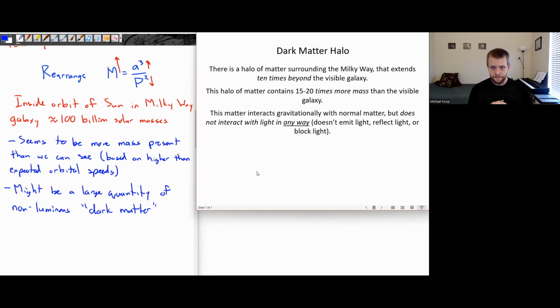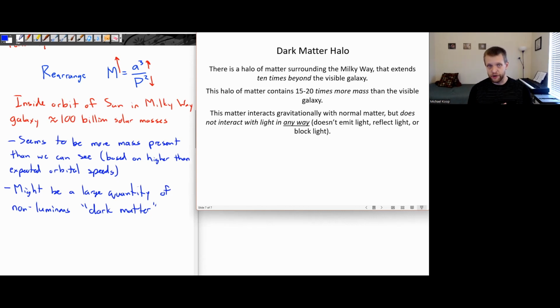And this dark matter, while it interacts gravitationally with normal matter, does not interact with light in any way. It doesn't emit light, it doesn't reflect light, it doesn't even block light. When we were looking at those pictures of gas and dust clouds in space, we'll be seeing more as we talk about some of the properties of galaxies. Some of those gas and dust clouds, even though they don't give off a lot of their own light, if they block some background stars, it'll look like a big dark area in space because it's blocking the light from those background stars.